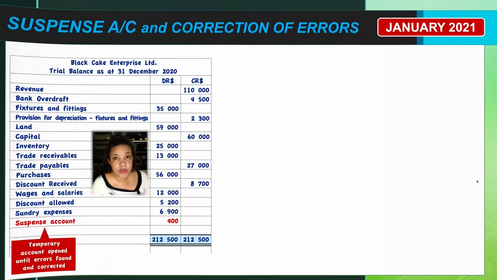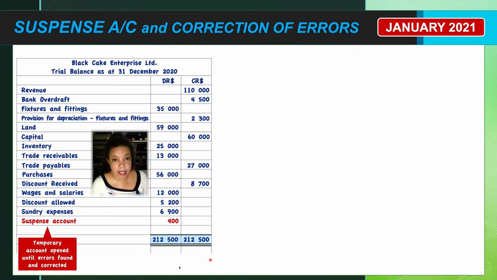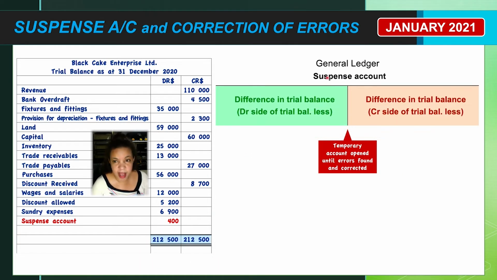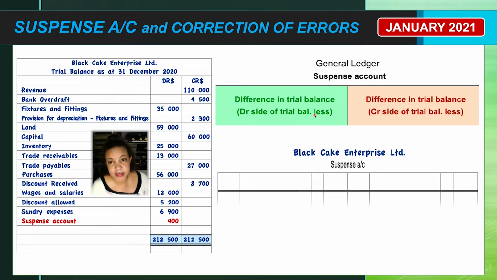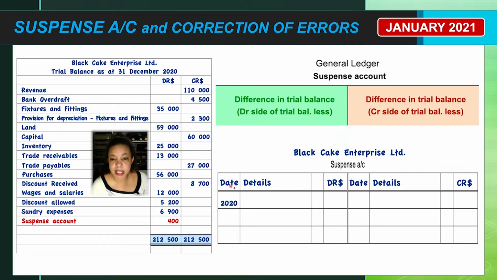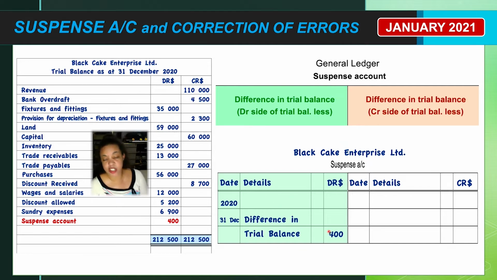Now they may ask you to open the suspense account. What they simply mean is to just go and open a normal T account: name of business, suspense account, date and details on the debit side, date and details on the credit side. They said it was the debit side, so you will go on the debit side, the year, the date, and you put difference in trial balance, 400. And so you see it here, the 400 debit side, difference in trial balance.